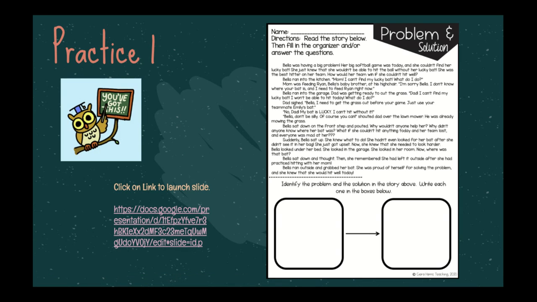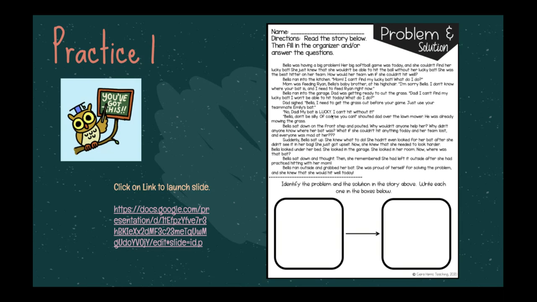Now, if you don't have a sticky note, that is fine, because you can just write in your reader's response journal. You can just make a T and put problems on one side and solutions on the other. And as you come across that important information, that's one way to do it if you don't have any sticky notes. So let's look at this reading.